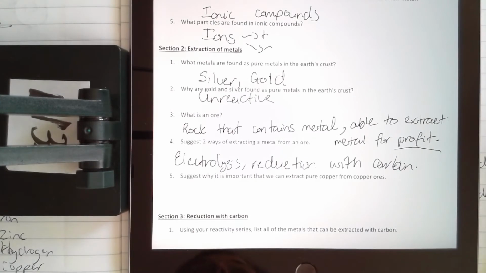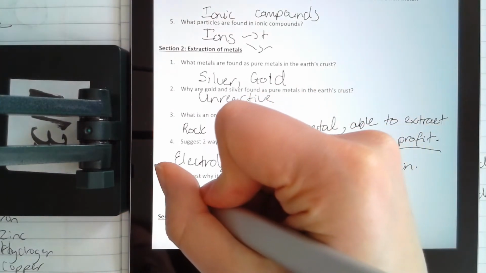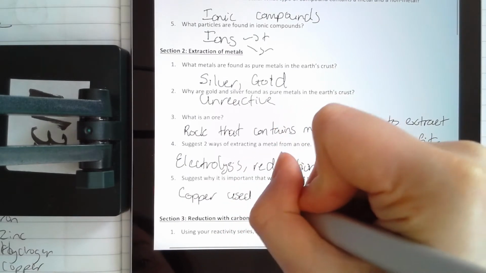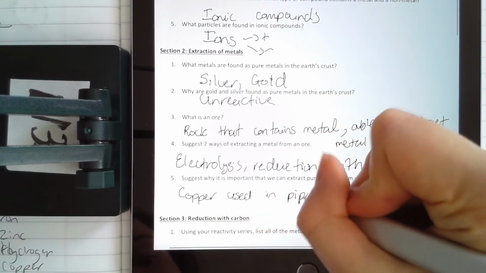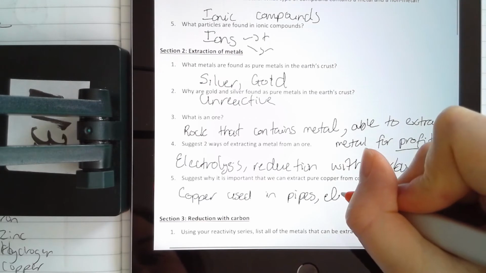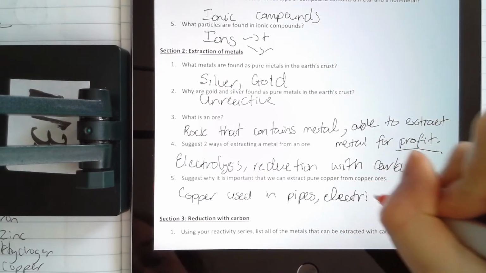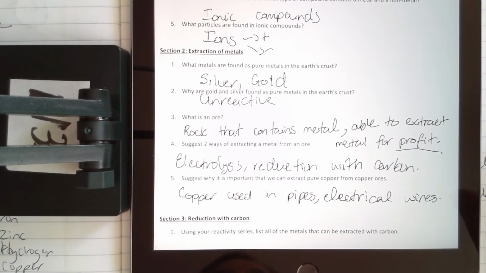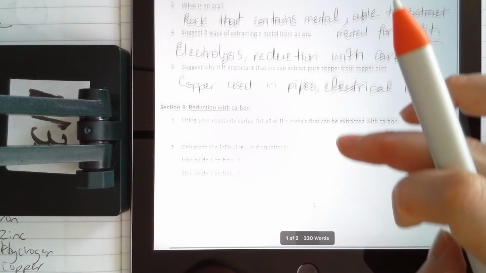Pure copper just has loads and loads of uses. It's used in pipes, so water pipes. It's used in electrical wires. So pure copper itself has loads and loads of important uses, whereas the compounds of copper can't be used for those things. So it's really important that we can get pure copper.